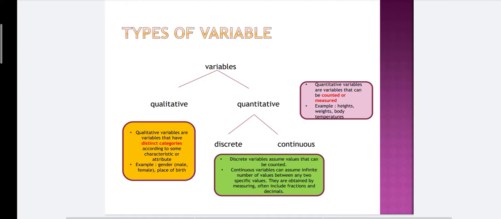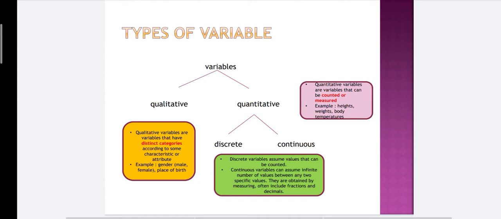Okay, macam mana discrete? Discrete variables assume values that can be counted. Boleh dikira satu-satu. Tapi continuous pula can assume infinite number of values between any two specific values. Okay, so kalau nak senang, paling senang you nak bezakan antara discrete dan continuous ni. Kalau discrete, dia countable. Boleh dikira satu-satu. Contohnya adalah number of children.